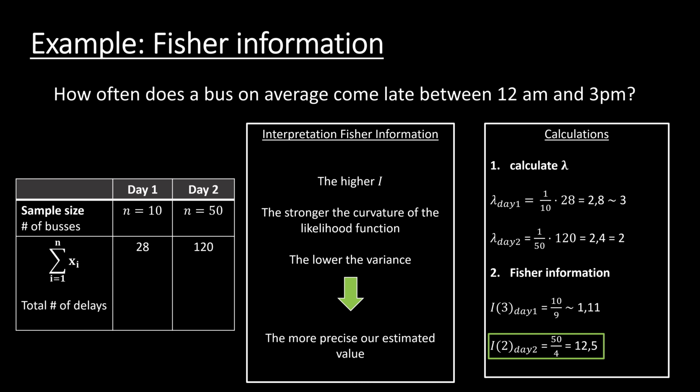Mr. Miller should therefore trust the lambda estimation of the second day more and can assume that a bus in his company comes late about 2 times in the time interval between 12 a.m. and 3 p.m., which also shows another property of the Fisher information, which is that it carries more information proportionate to the sample size, showing that a bigger amount of observations can tell you more about the event and helps you create and evaluate a model.